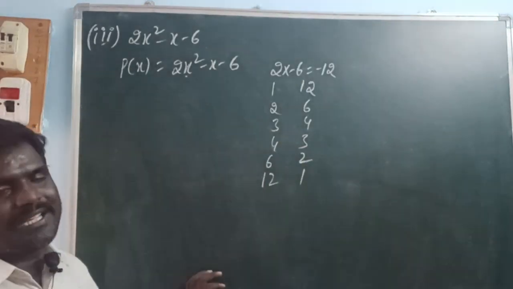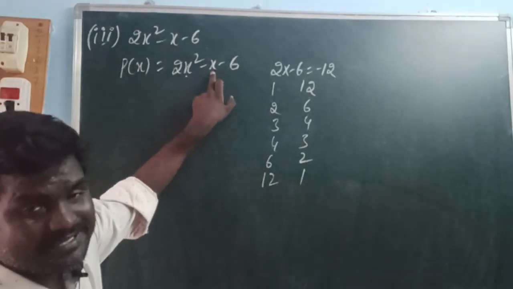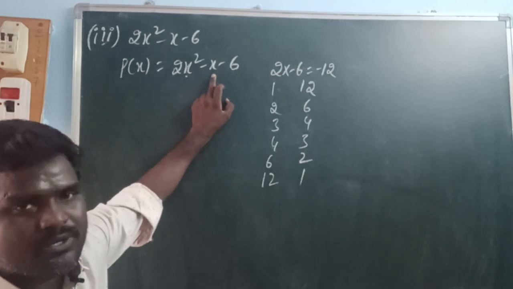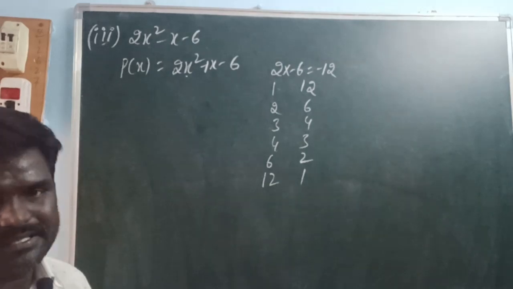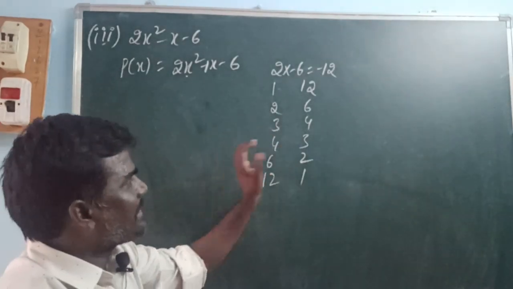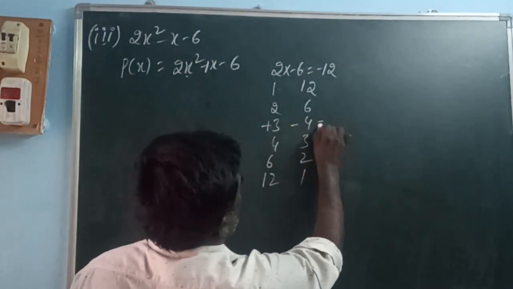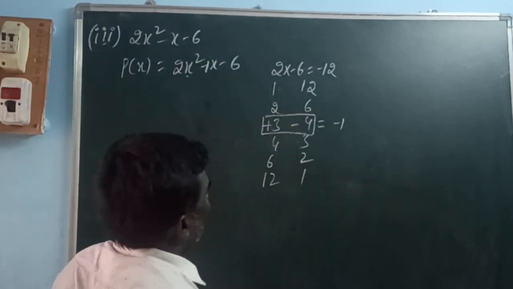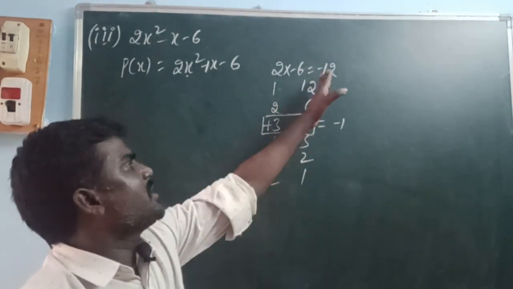In these factors, we take any two factors whose sum or subtraction becomes the x coefficient. Here there is no x coefficient. What is the x coefficient? 1. 1 multiplied with anything gives the same. So 2x square minus 1x minus 6. Here, for minus 1, which factors can we take? Plus 3 minus 4 gives minus 1, and the product of plus 3 and minus 4 is minus 12. Plus into minus is minus, 3 4s are 12.